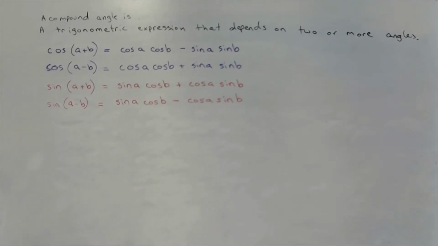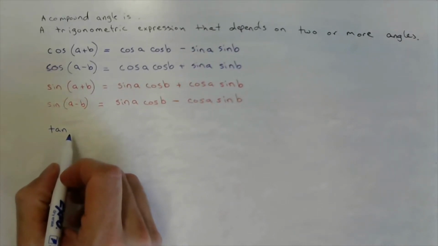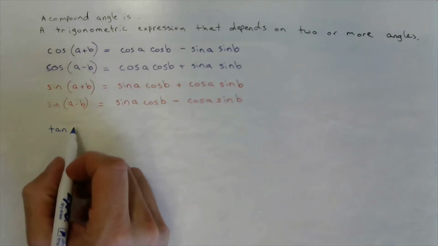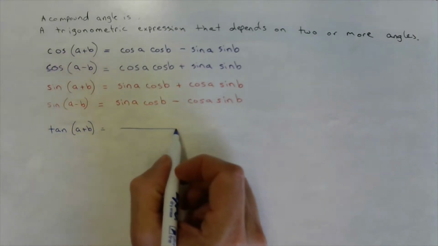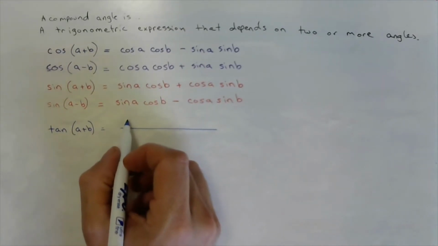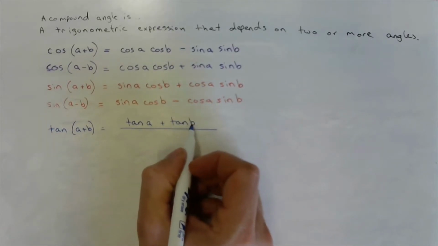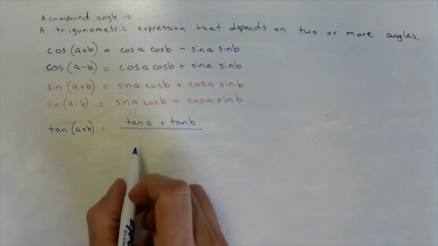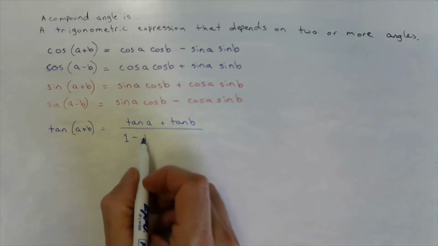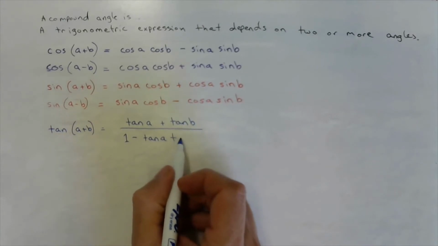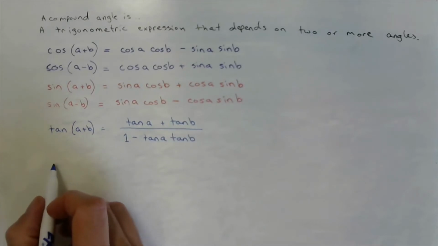Let's roll down to tangent. Leave yourself a little gap because this is going to have a numerator and a denominator over here. So the addition formula for tangent is, in the numerator, tan A plus tan B. In the denominator, 1 minus tan A tan B. So 1 minus the product of the tangent of A and the tangent of B.